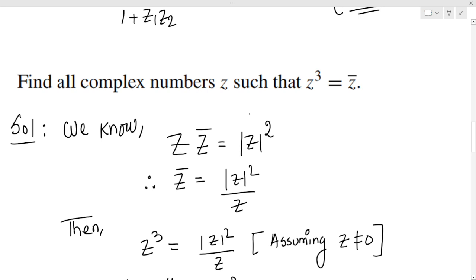This is another pretty simple type of equation, but it requires some effort to solve. Find all complex numbers z such that z cube is equal to z bar. The statement is pretty clear, and we proceed from our knowledge that z into z bar is equal to mod z whole square, from which we can say that z bar is equal to mod z whole square upon z. This is important, and this can be done only when z is not equal to 0.